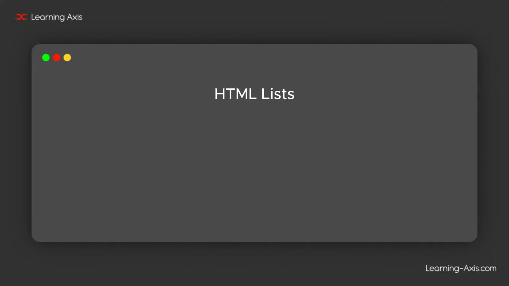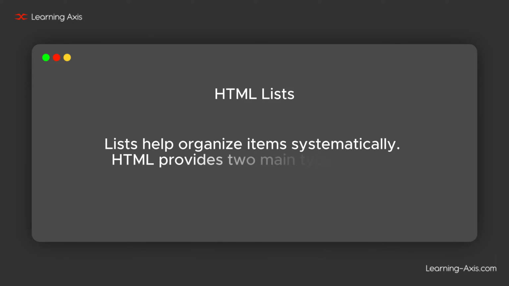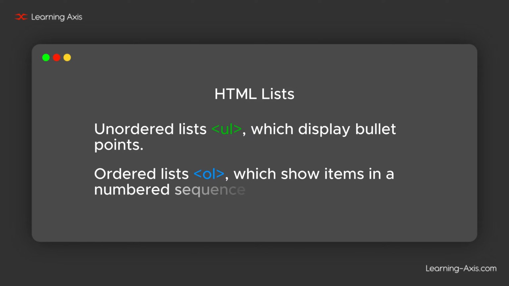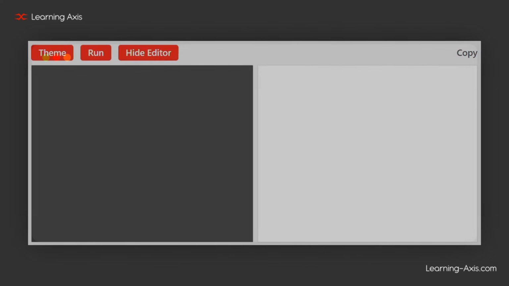Now, we are going to see how HTML lists organize content. Lists help organize items systematically. HTML provides two main types of lists: unordered lists, which display bullet points; ordered lists, which show items in a numbered sequence. Now, let's see how these lists are created.